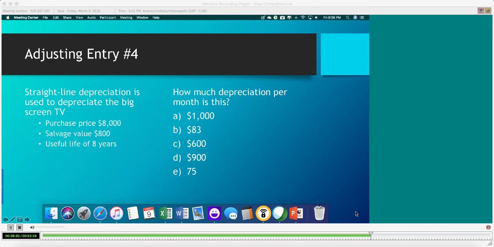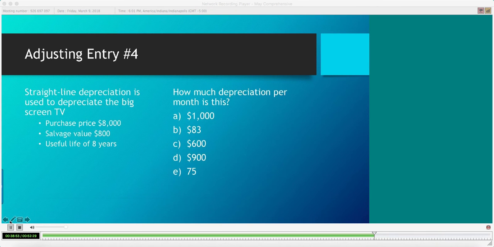Waiting on one answer. Make sure you're not calculating yearly depreciation. You need monthly depreciation when you do all of your adjusting entries. Everything is focused on just the month of May. So in this case, it is $75 for the month.